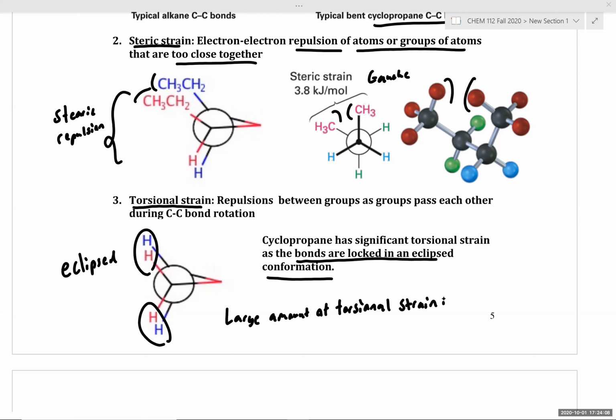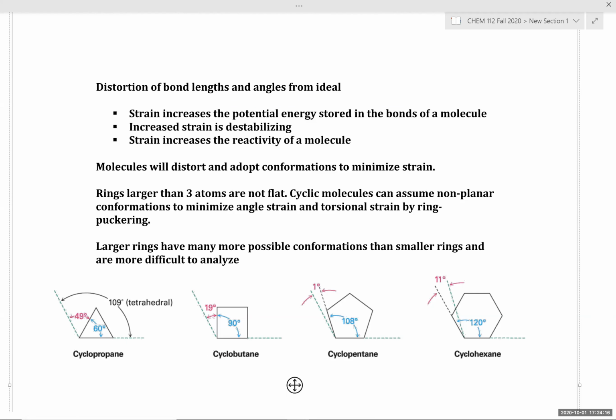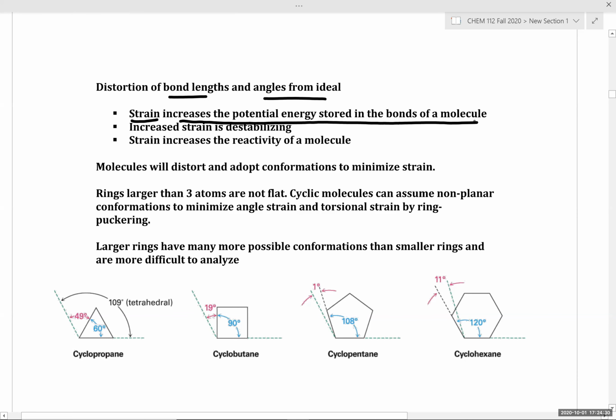Okay, so let's keep going now. Whenever there is distortion of bond length and angles from ideal, there are the following factors that we have to consider. Strain, such as angle strain, increases the potential energy stored in the bonds of our molecule. Increased strain is destabilizing, and strain in turn increases the reactivity of our molecule. In response to this angle strain, molecules will distort and adopt conformations to minimize strain.